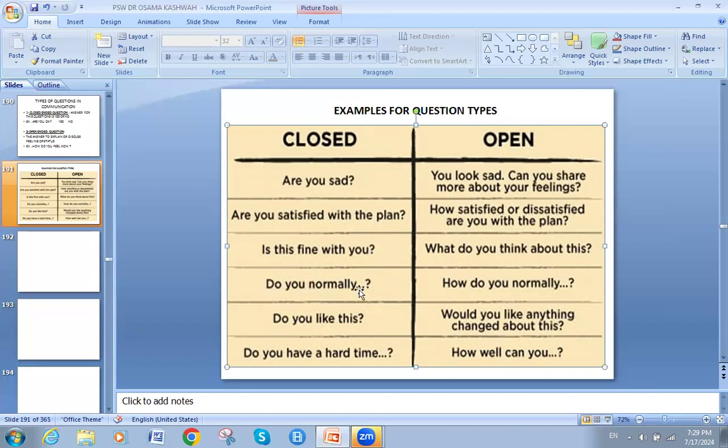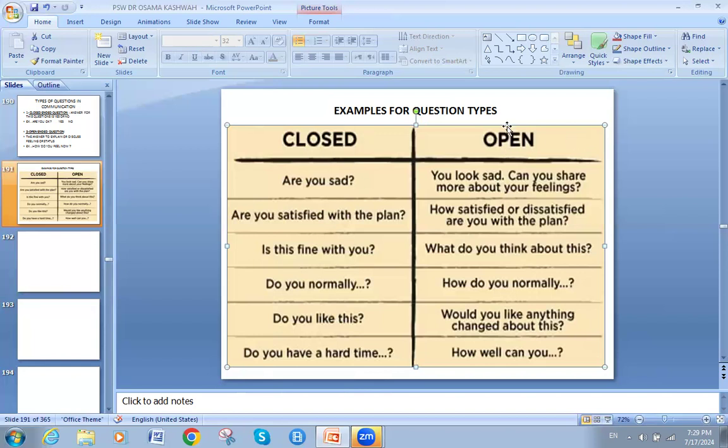Do you normally brush your teeth before you sleep? Yes or no? Do you normally smoke after lunch? Yes or no? Do you normally take your prescriptions before dinner? Yes or no? Do you like this? Yes or no? Do you have a hard time? Yes or no? So these are examples of closed questions.